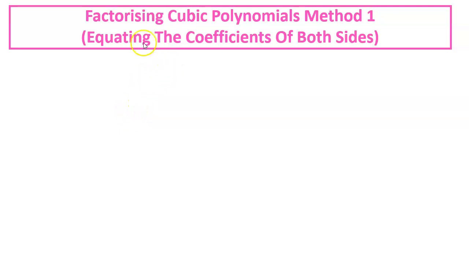Our today's topic is factorizing cubic polynomials. This is method 1. We can factorize cubic polynomials using several methods. I'll be explaining a few methods of factorizing cubic polynomials. This is the first method, and this method will be taking the help of equating the coefficients of both the sides. So without any further delay, let us start with today's session.